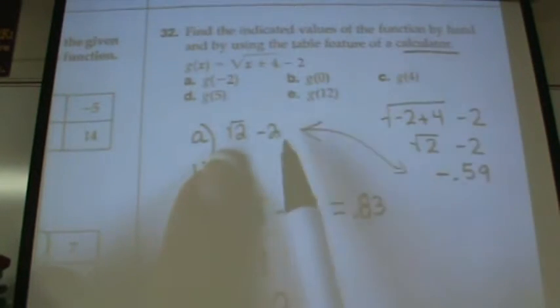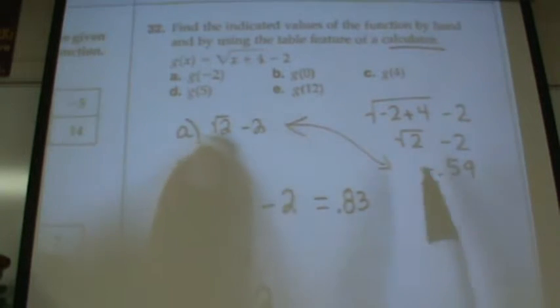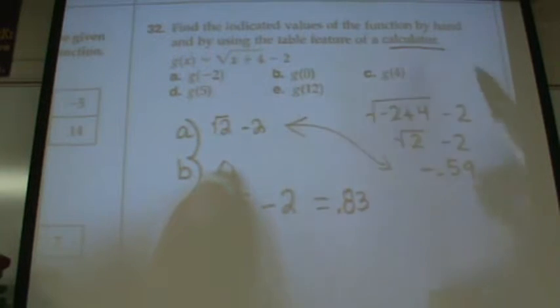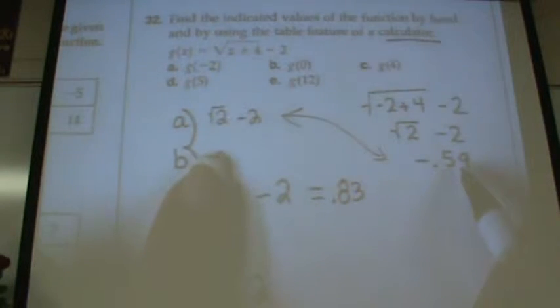This is called an exact answer. That's an exact answer. This is an estimated answer. This is a decimal that goes on and on. What kind of a number is this? This is an irrational number.